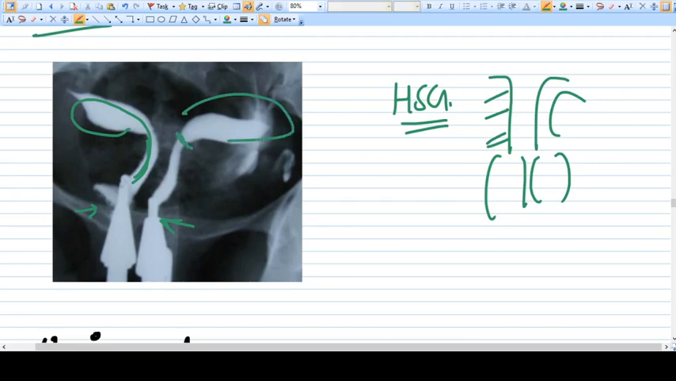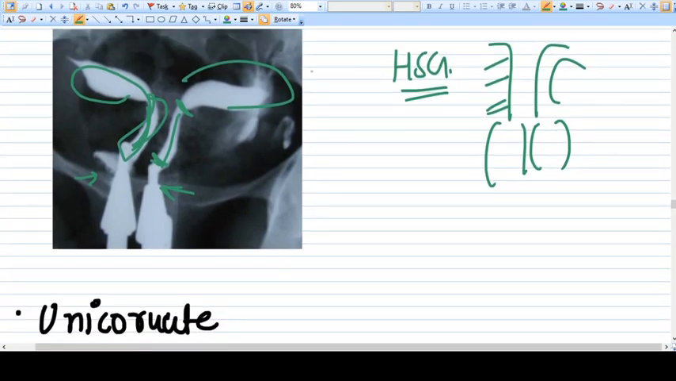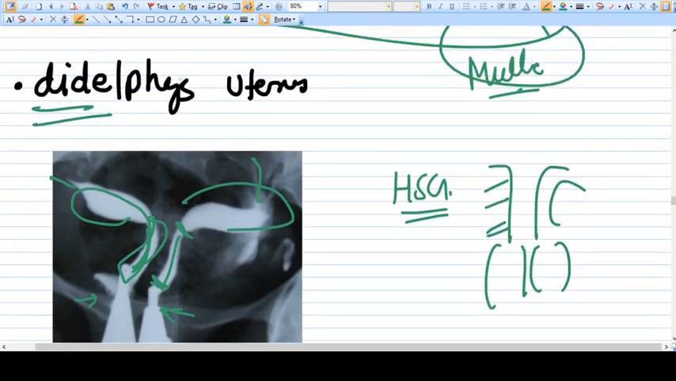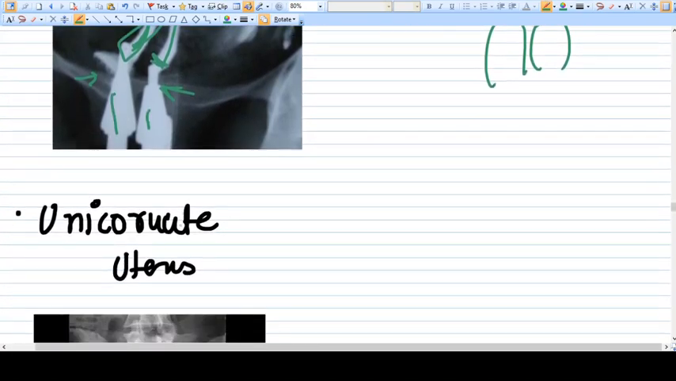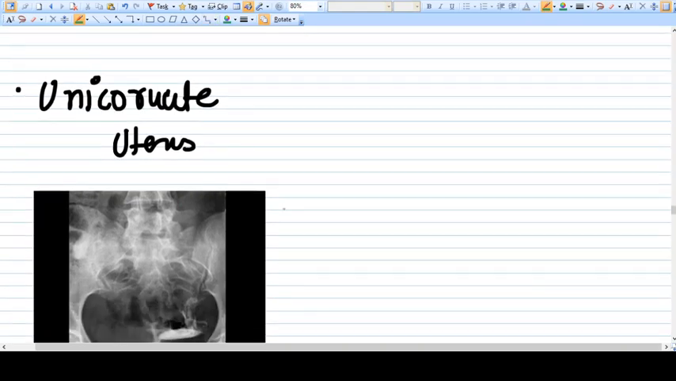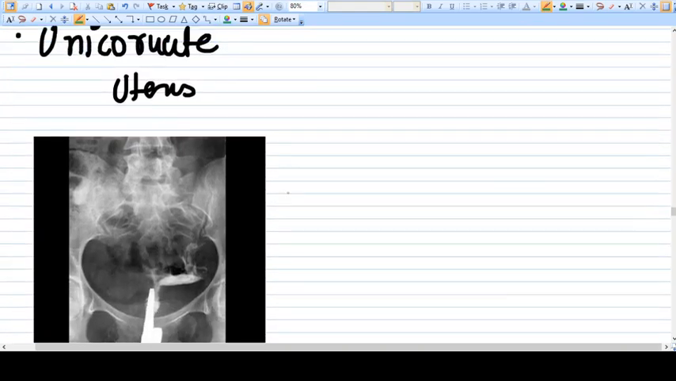This is the internal os, this is the external os, this is the internal os, this is the cervical cavity. Okay, now here is a tube also. You can see the dye is also going into the tube. So basically this is a didelphys uterus. Very easy to identify. You can see two cannulas. This is didelphys uterus.